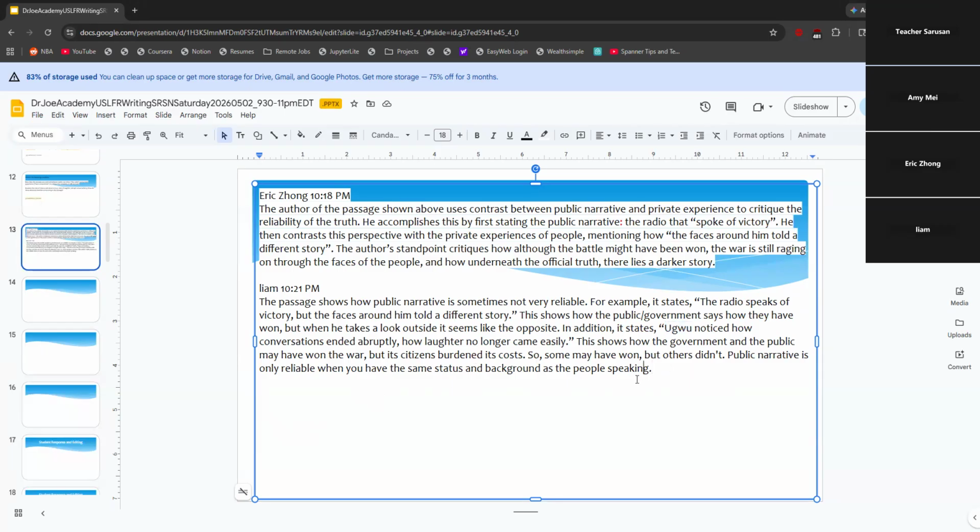So the passage shows how public narrative is sometimes not very reliable. For example, it states the radio speaks of victory, the faces around him told a different story. This shows how the public slash government says how they have won, but when he takes a look outside, we're going to need a comma here.